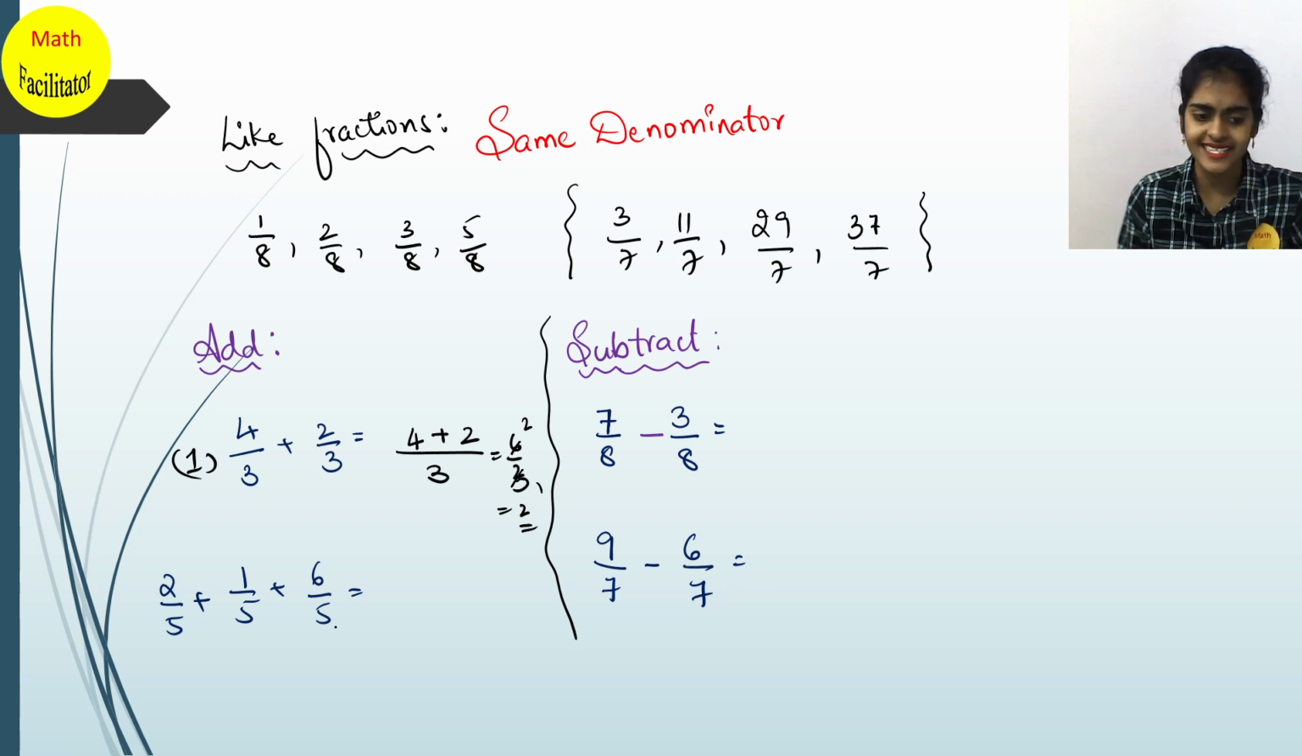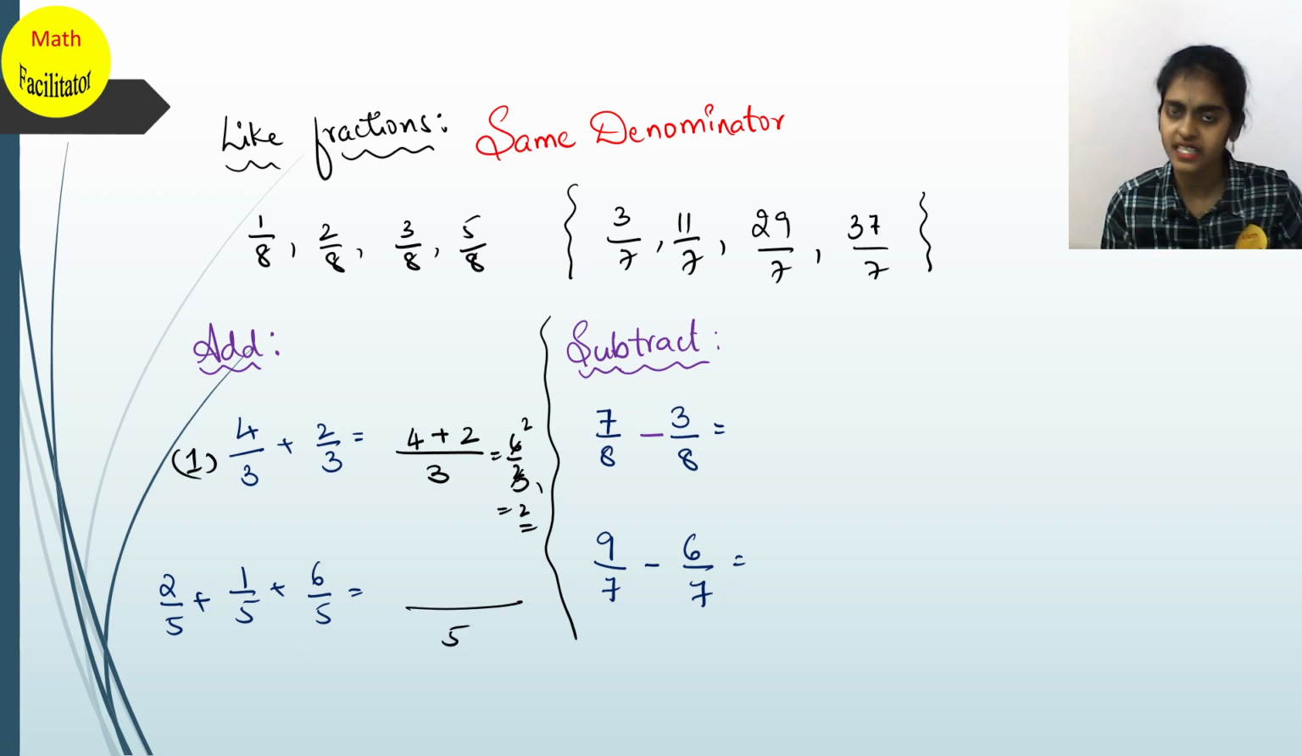Now let's take this example wherein 3 fractions are added. And what are the 3 fractions? All the 3 fractions are like fractions. The denominator is 5, so write the denominator as 5. Now in the numerator, what will you do? Simply add up all the numerators. So you have 2 plus 1 plus 6. 2 plus 1 is 3, 3 plus 6 is 9 upon 5.